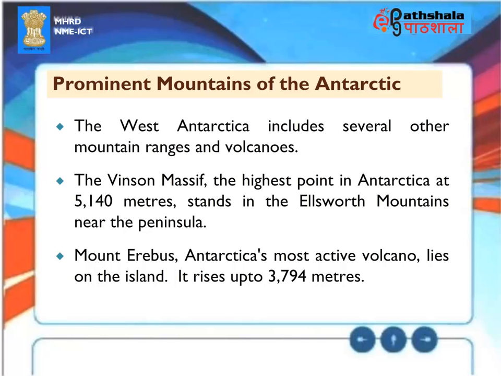The West Antarctica includes several other mountain ranges and volcanoes. The Vinson Massif, the highest point in Antarctica at 5,140 meters, stands in the Ellsworth Mountains near the peninsula. Mount Erebus, Antarctica's most active volcano, lies on the island.